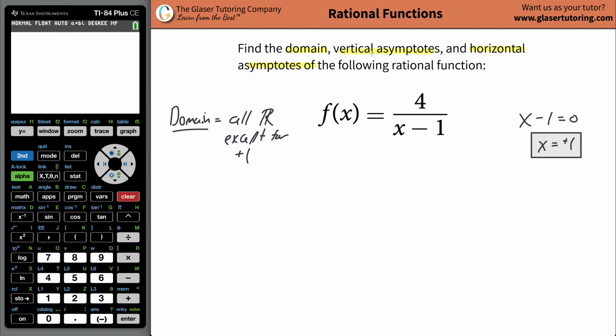Now, which one should we do next? Why don't we take a look at the vertical asymptotes? So when finding the vertical asymptotes, what you want to do is determine the value of x that will give an undefined result for this function. We already talked about that actually with doing the domain, right? So we will be able to identify the vertical asymptote easily now. The vertical asymptote will be this equation over here.